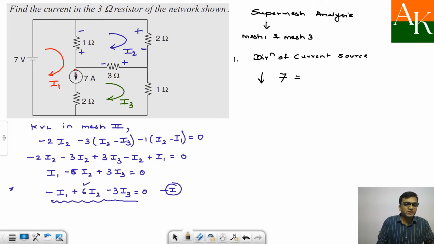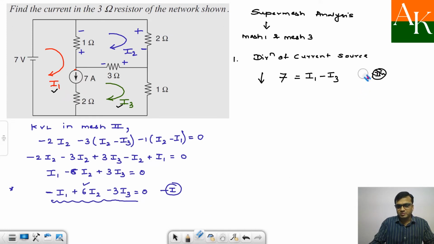Now we have to write the net downward current in terms of I1 and I3. I1 is moving downward, but I3 is moving upward. So 7 is nothing but I1 minus I3. This is the second equation, or rather I will write it in a proper format: 1I1 plus 0I2 minus 1I3 is equal to 7. And this is my equation number 2.